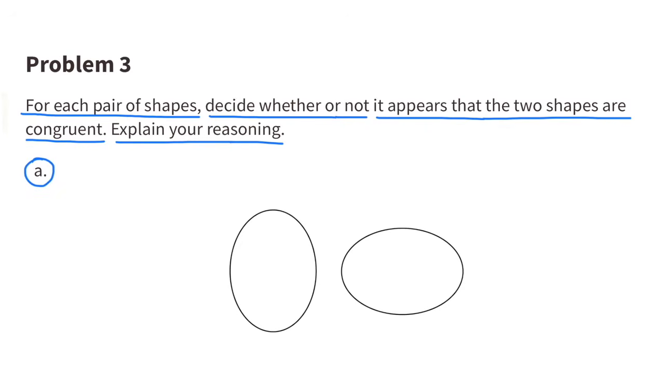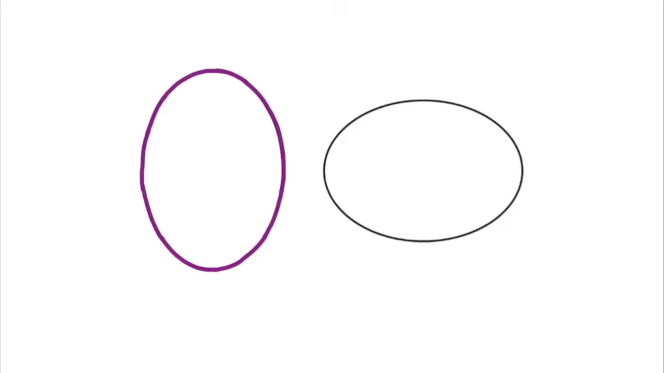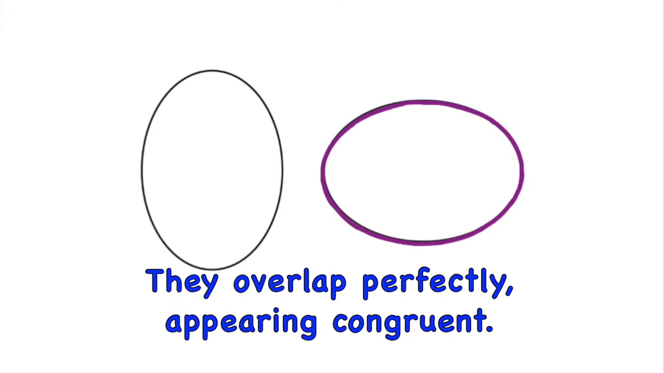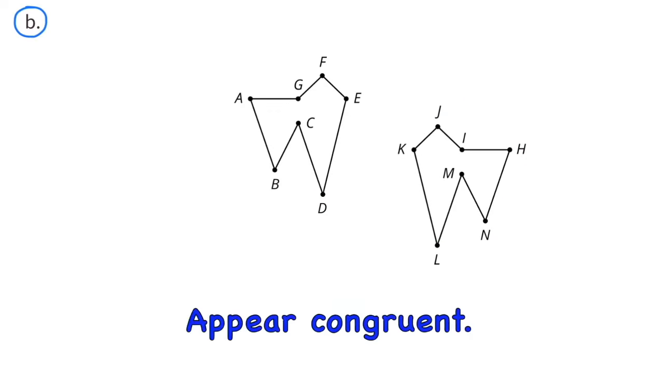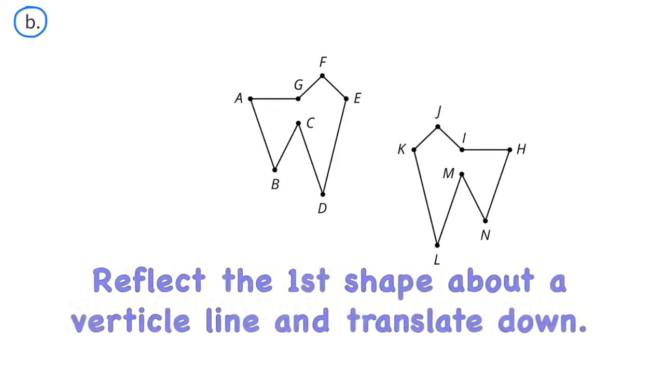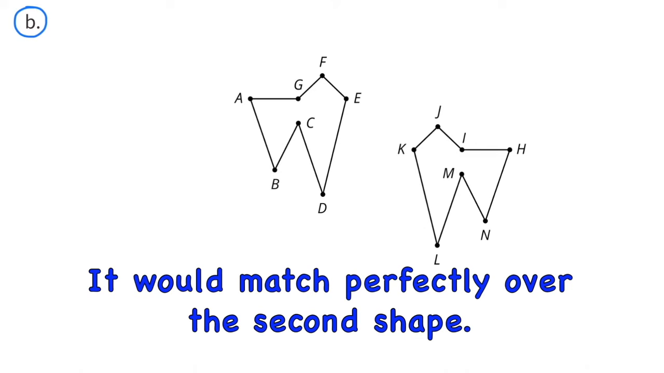Number 3. For each pair of shapes, decide whether or not it appears that the 2 shapes are congruent. Explain your reasoning. A. These 2 shapes appear congruent. They overlap perfectly, appearing congruent. B. These 2 shapes appear congruent. Reflect the first shape about a vertical line and translate down. It would match perfectly over the second shape.